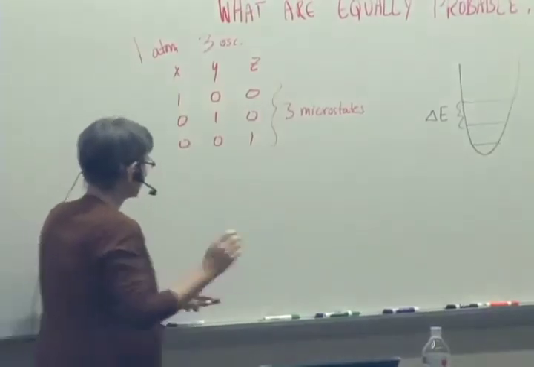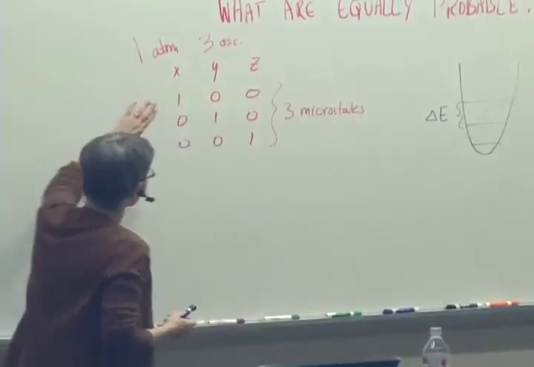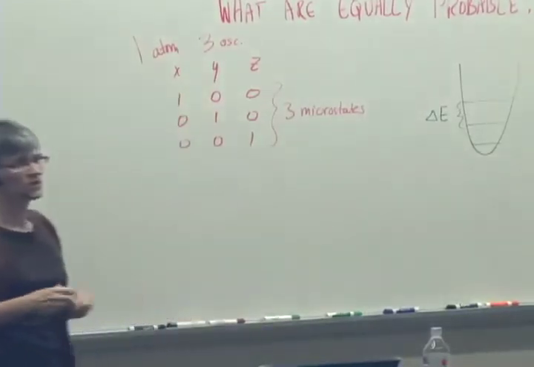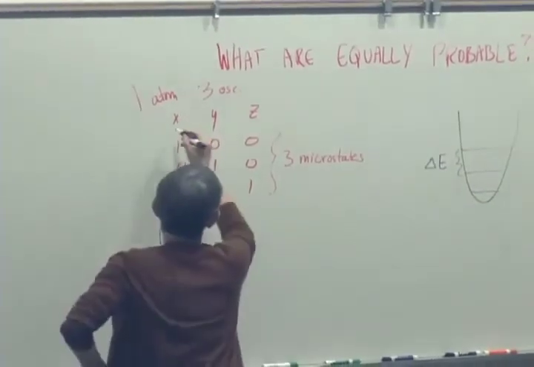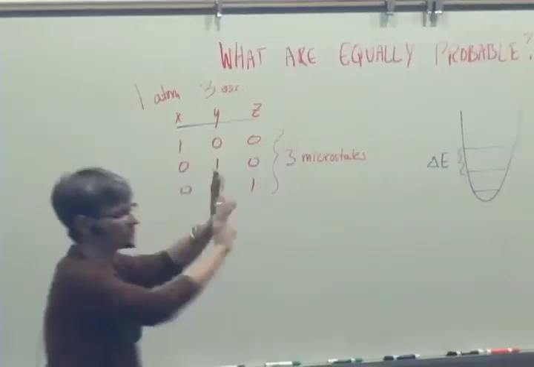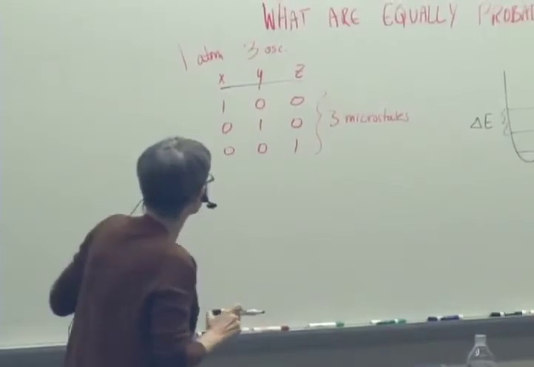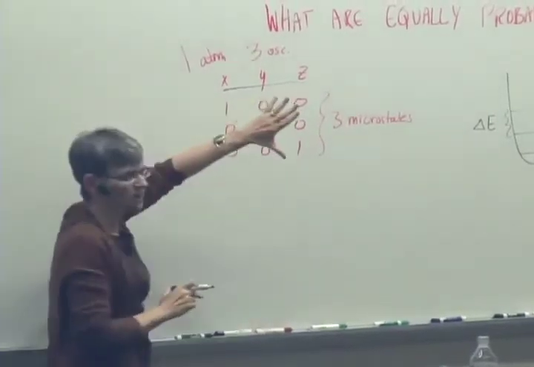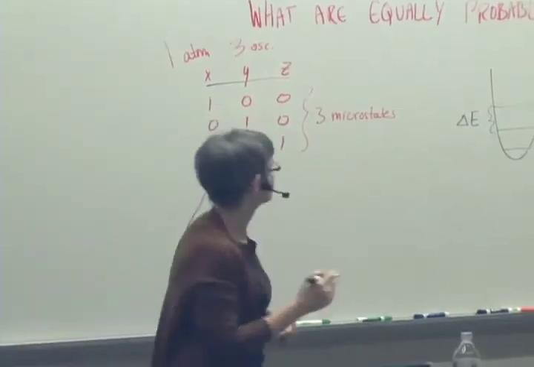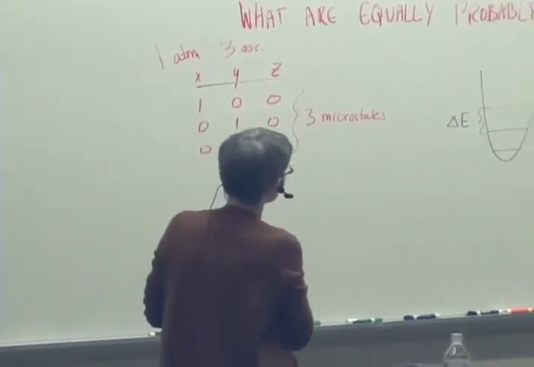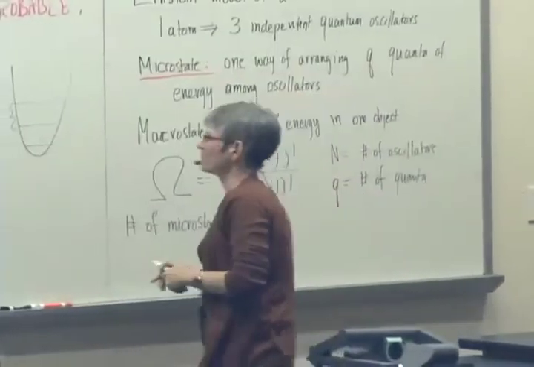And the fundamental assumption of statistical mechanics says that all these three microstates are equally possible, equally probable. So if we took our system of three oscillators and we took 1,000 pictures of them, then at different times a third of them would look like this, and a third would look like that, and a third would look like that. So these are microstates, one way of arranging however much energy we've got among the oscillators we have.